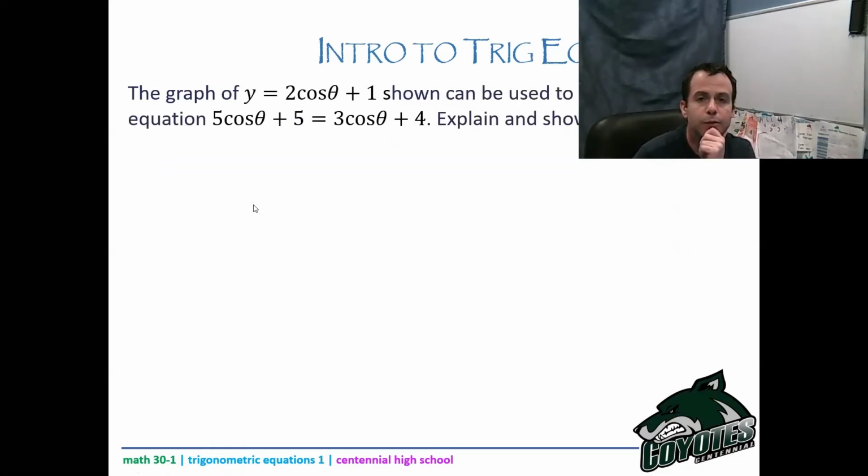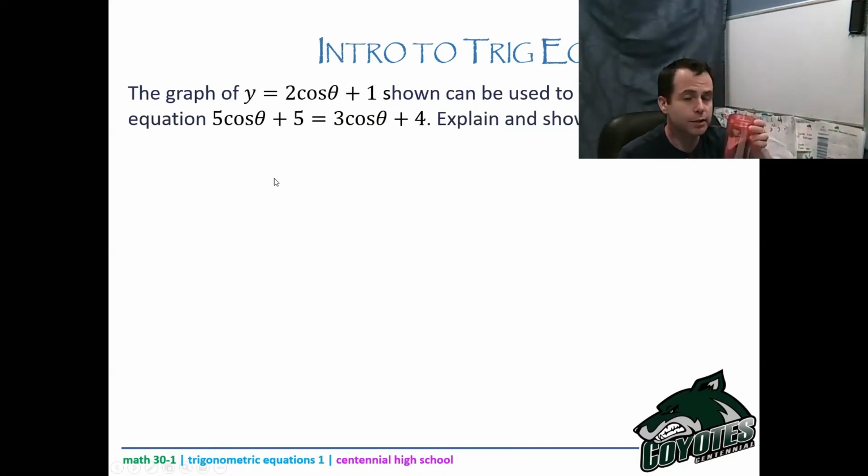The graph of y equals 2 cos theta plus 1 can be used to solve the equation 5 cos theta plus 5 equals 3 cos theta plus 4. Explain and show how. Now, we're just trying to pull a couple things together here. Notice that the 5 cos theta plus 5 and the 3 cos theta plus 4 were actually the two graphs we originally gave you. Then we switched to this new graph that was y equals 2 cos theta plus 1. We're saying, how could I use y equals 2 cos theta plus 1 to solve for 5 cos theta plus 5 equals 3 cos theta plus 4?